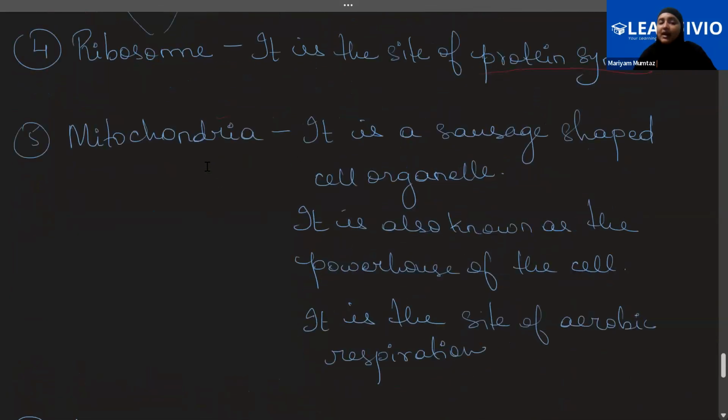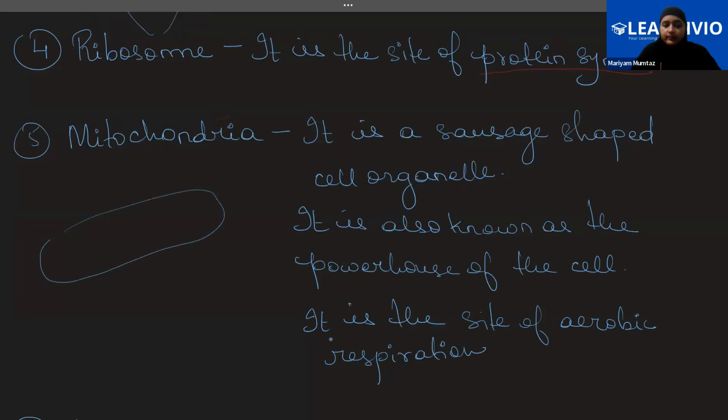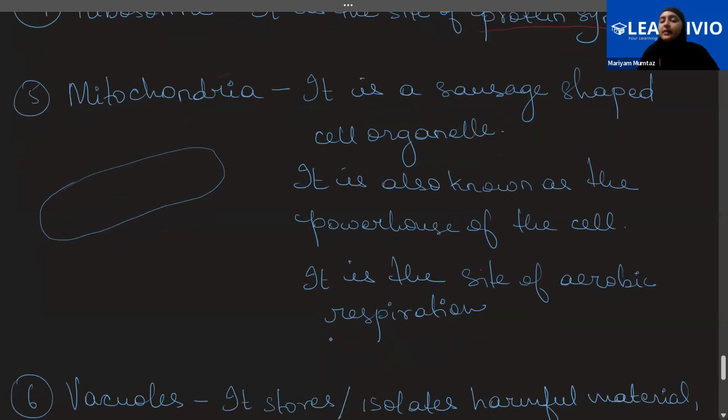Now moving forward, we have mitochondria. Now the powerhouse of the cell that you were saying, this is the powerhouse of the cell. Mitochondria is the powerhouse of the cell, and it is a sausage-shaped cell organelle. In the mitochondria, aerobic respiration takes place. Aerobic respiration means respiration in the presence of oxygen, and that happens in the mitochondria. Clear? Any doubts?